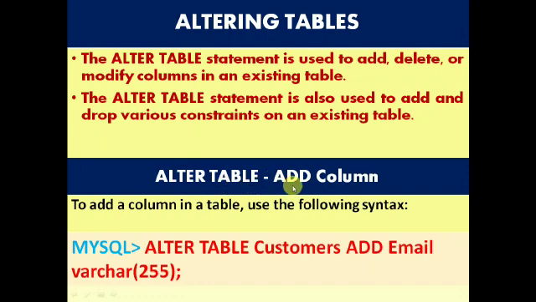Now the first purpose is add column, means we can add a new column in an already existing table. Now see how to use it. Alter table, then write down the name of the table, for example, here it is customer, then add keyword, and after add you can specify the name of the new column, and its data type or its definition. So in this example it will add a new column with the name email and its data type is varchar 255.